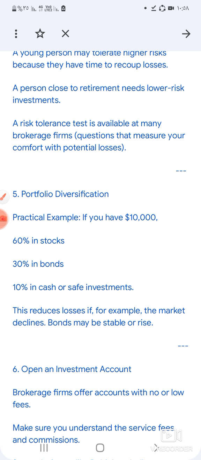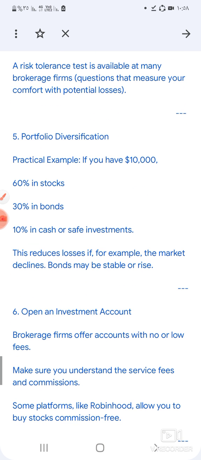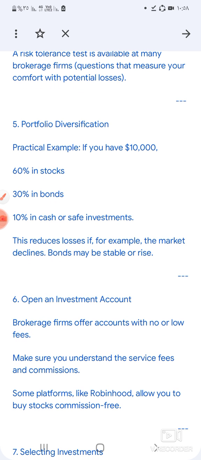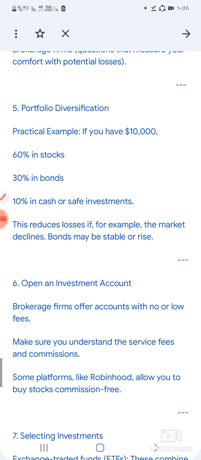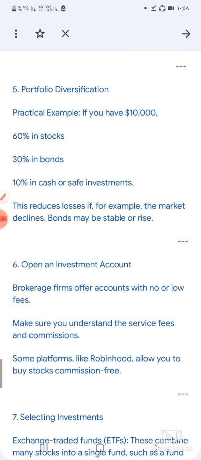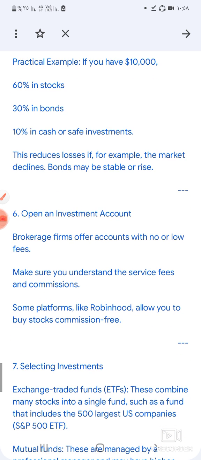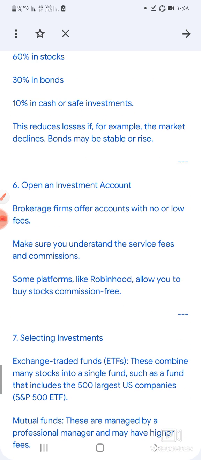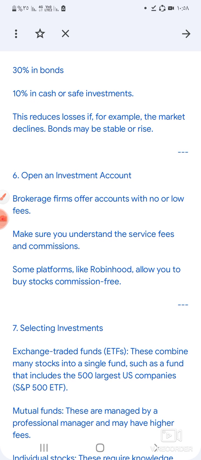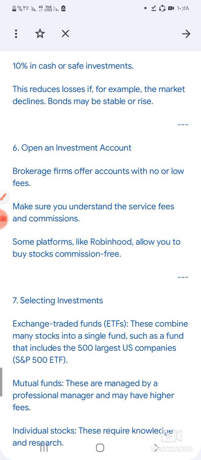5. Portfolio diversification. Practical example. If you have $10,000, put 60% in stocks, 30% in bonds, 10% in cash or safe investments. This reduces losses if, for example, the market declines. Bonds may be stable or rise.